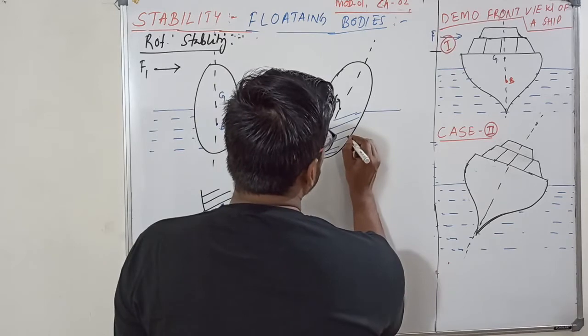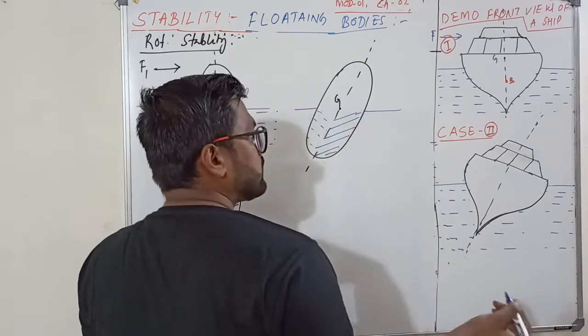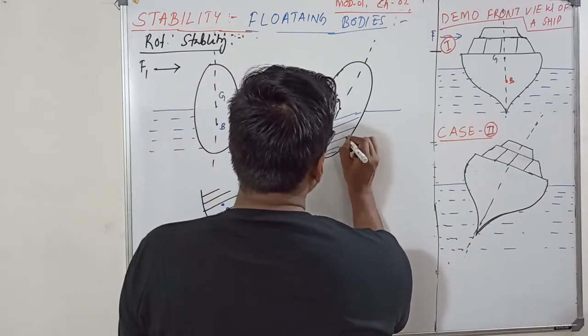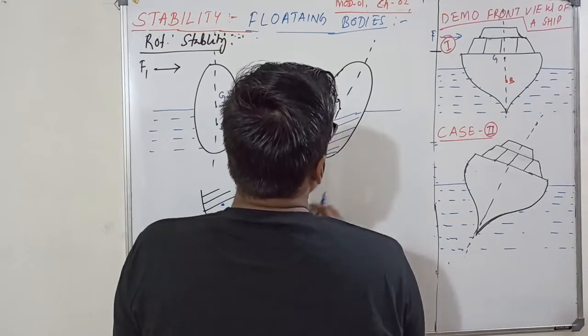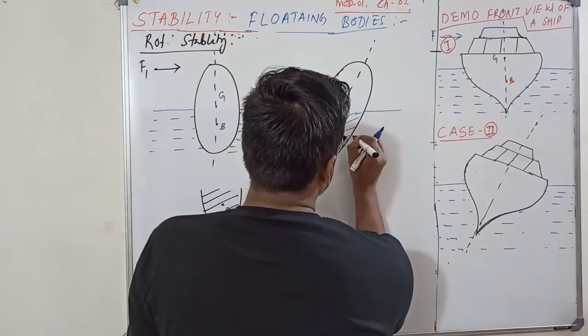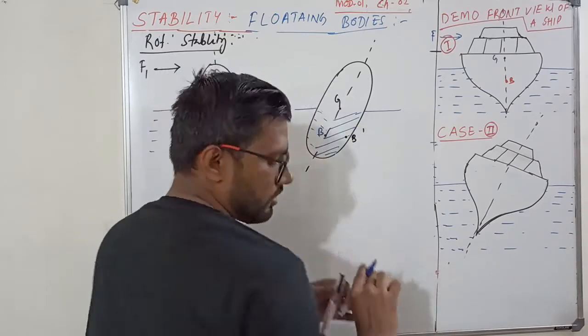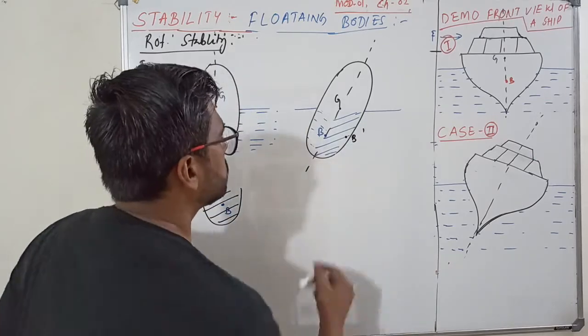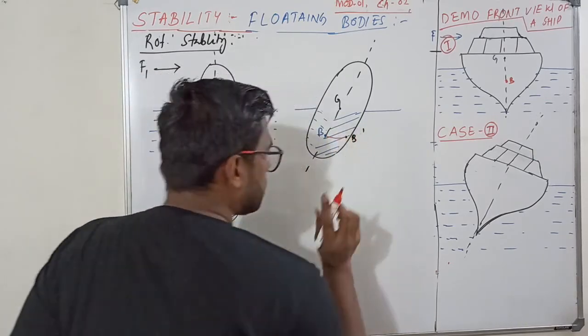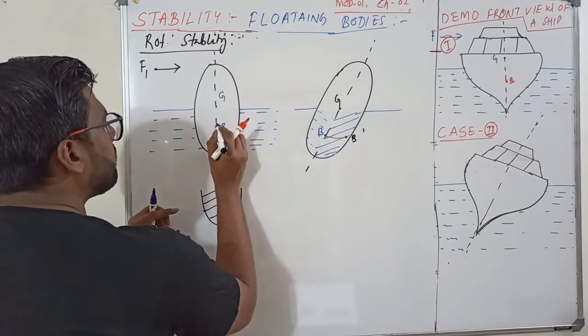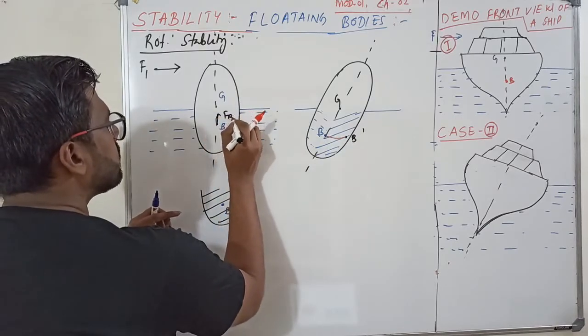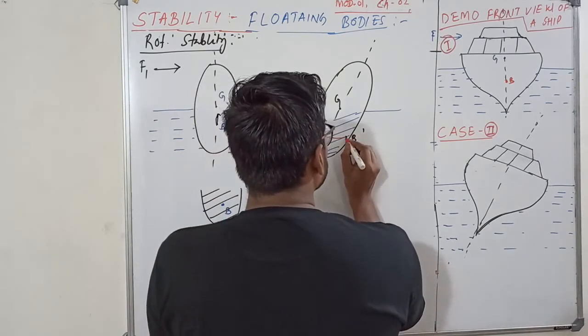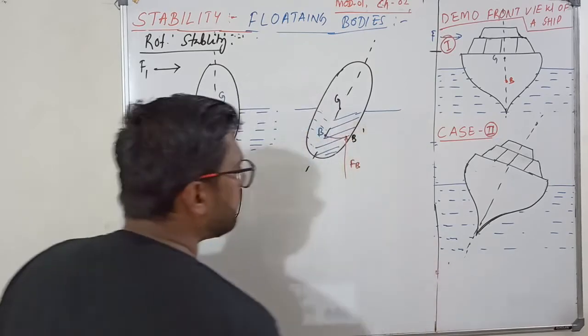Let us say the center of buoyancy has moved. This was the original position. Now it has come to some position here, which is your B dash. So the center of buoyancy has clearly changed. Before, your FB was acting like this. Now your FB will act here. This is your buoyancy force FB acting.